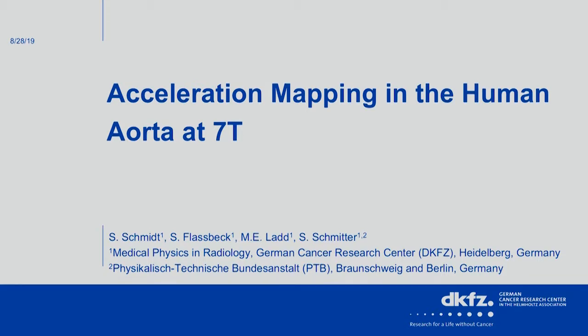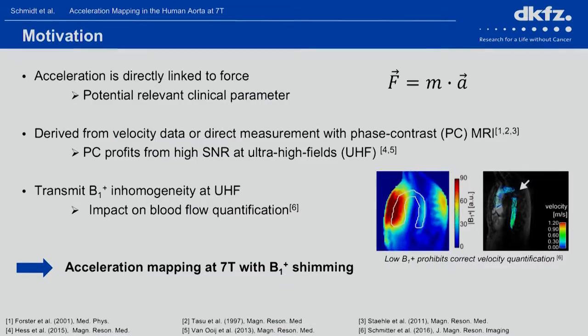So thanks for the introduction and the opportunity to present our work here on acceleration mapping. We wanted to do direct acceleration mapping in the human aorta at 7T and combine this with B1 shimming. Acceleration can be directly linked to force and therefore might be a potential relevant clinical parameter.